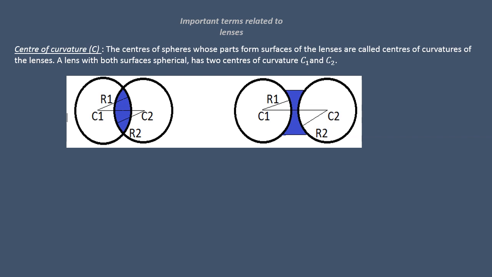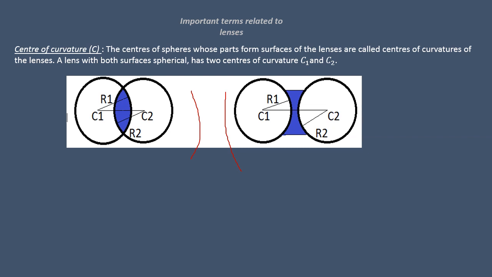You can see in the diagram, as mentioned here, a lens with both surfaces spherical has two centers of curvature, C1 and C2. For a lens there are two spherical surfaces, meaning two spheres, and therefore you get two centers of curvature, C1 and C2. As I told, when you talk about the mirror, you have only one part. You have seen that in a mirror you can have it either like this or like this, correct? So in this case you get only one arc, and therefore there is only one center of curvature.